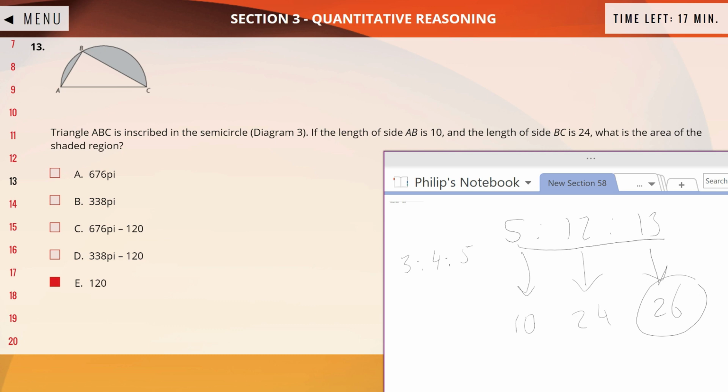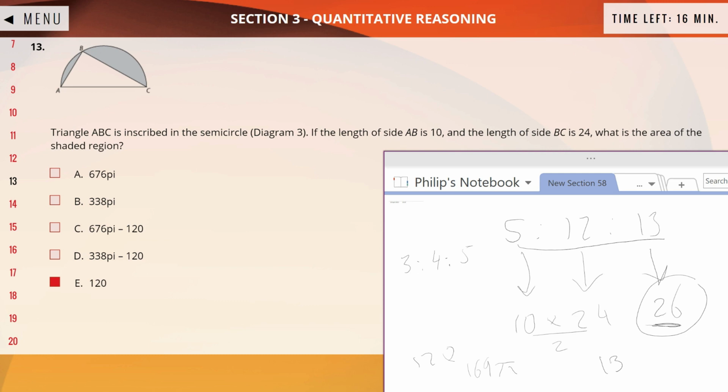Meaning that to find the shaded area, all I'm going to do is the area of the triangle, which is 10 times 24 divided by 2, which will be 120. I'm going to do the area of the semicircle minus the area of the triangle, which is 120. How to find the area of the semicircle? Well, AC is the diameter, that's 26, so the radius is 13. The area of a circle is pi r squared. That's pi times 13 squared, which you should know off by heart, is 169. Pi r squared, there you go. So 169 pi.